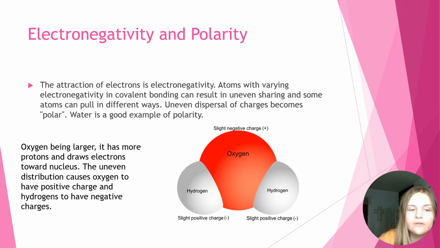Oxygen being larger, it has more protons and draws electrons toward its nucleus. The uneven distribution causes oxygen to have a negative charge and hydrogens to have a positive charge. So I talked about that earlier, but that's a pretty good example to help you understand.